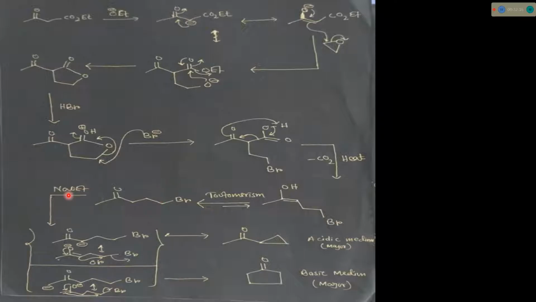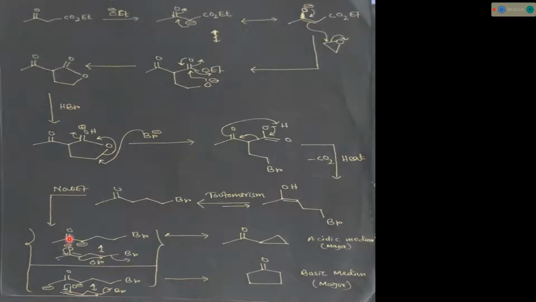Now they use base. So this base can abstract a proton from this side and this side. See, since there is no extra carbonyl group, this is the secondary carbanion, this is a primary carbanion. We all know that a secondary carbanion is less stable than a primary carbanion. In both carbanions, a carbonyl group is present adjacent. So in this case, both will form. This is the more stable primary, this is the less stable secondary. So both will form, but the major carbanion formed will be this primary one.